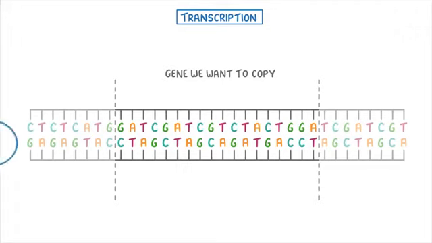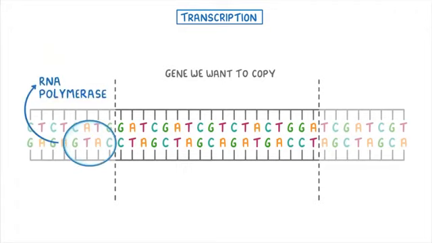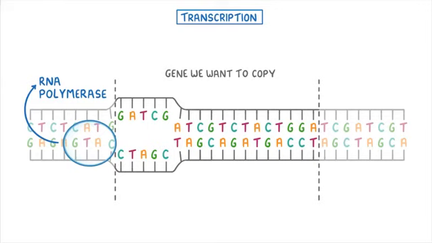The process starts with an enzyme called RNA polymerase, which binds to the DNA just before where the gene starts. Then, just ahead of the RNA polymerase, the two strands of DNA separate apart, so that all of their bases are exposed. Then the RNA polymerase is basically going to move along the DNA strand and read the bases one by one and use them to make an mRNA strand.